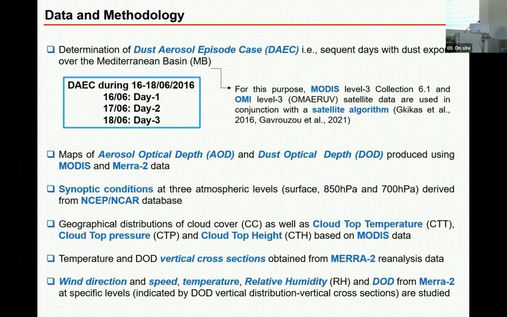Later, we produced vertical cross-sections of temperature gradient and dust optical depth using vertically resolved MERRA-2 reanalysis data. And at the last step, we took wind direction and speed, temperature, relative humidity, and dust optical depth horizontal cross-sections at specific levels, which were indicated by the dust optical depth vertical distribution cross-sections.